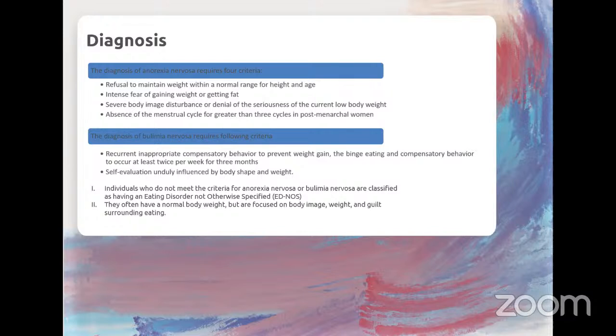Now, there are also certain individuals whom you cannot classify exactly into these two categories, and they are called eating disorder not otherwise specified. Even they are going through the same thing, but they might not have all these features or behaviors, but eventually that might lead to this.